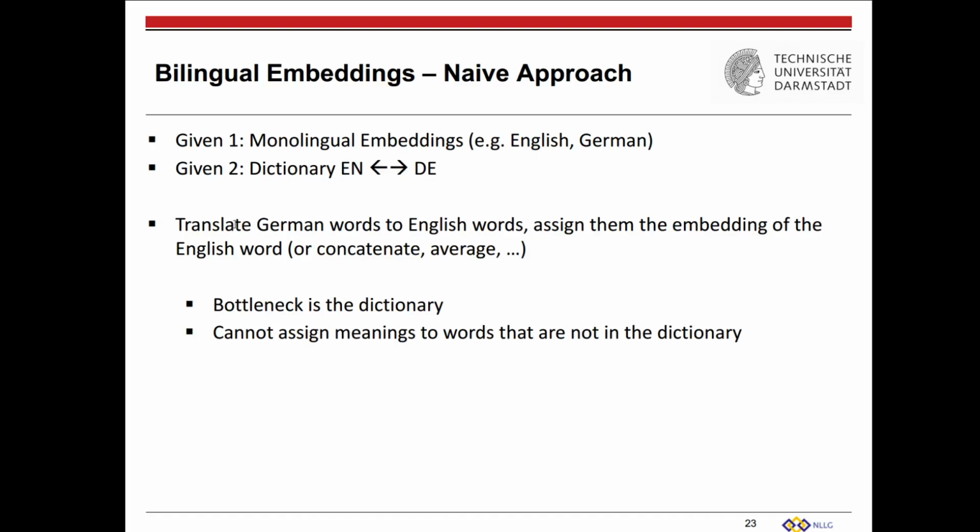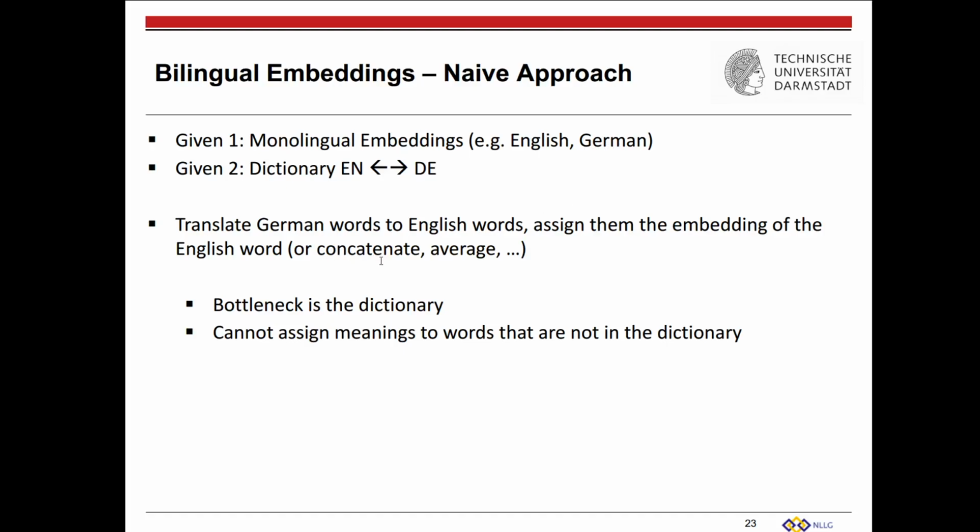Now, what we could do is we translate the German words to the English words, and then we assign them the embeddings of the English word, right? So let's say you have the German word Katze, and in our dictionary we look up the translation of Katze in English, which maybe is cat, and then we take the English word vector for cat, and we say this word vector is now the word vector of Katze, right? So then in this case, we would totally ignore our German embeddings.